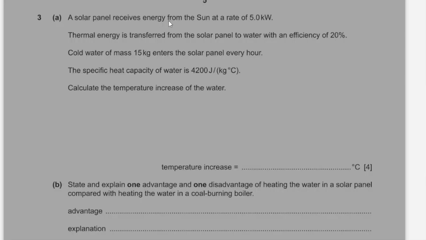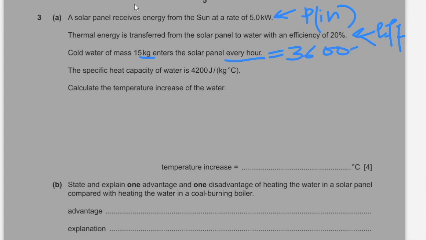So the solar panel receives energy from the sun at a rate of 5 kilowatts. This means this is power input, because the panel is receiving this power, and this over here is the efficiency, and then we have mass over here per panel every hour. This is the time. Every hour means 3600 seconds. We want all of the values in SI units, and specific heat capacity is given over here. Calculate the temperature increase of water.